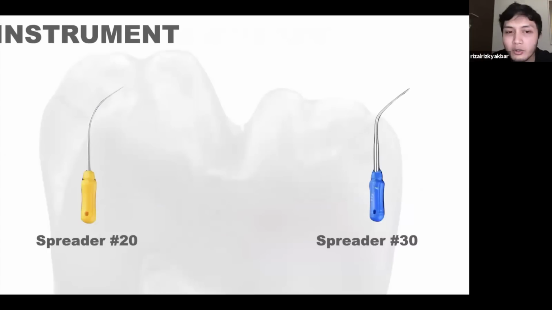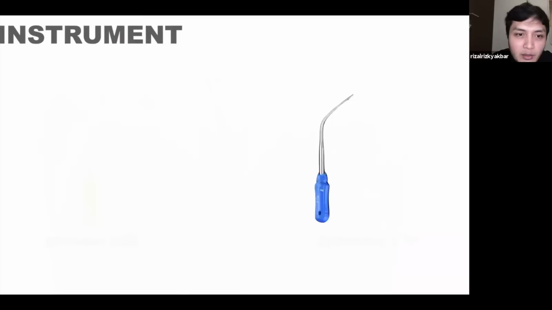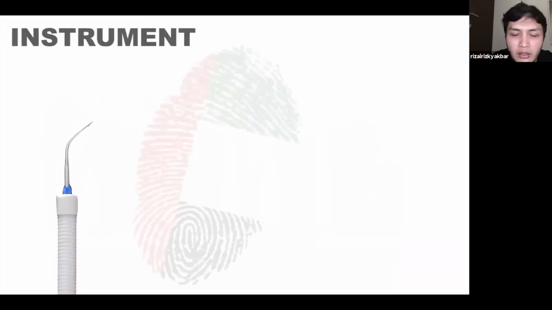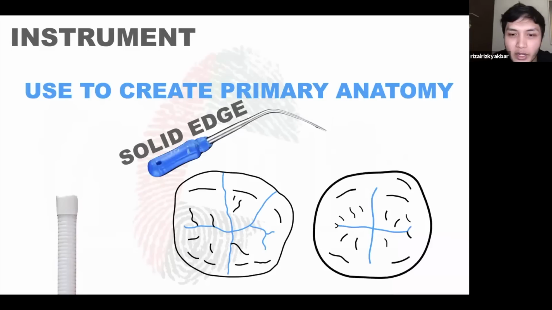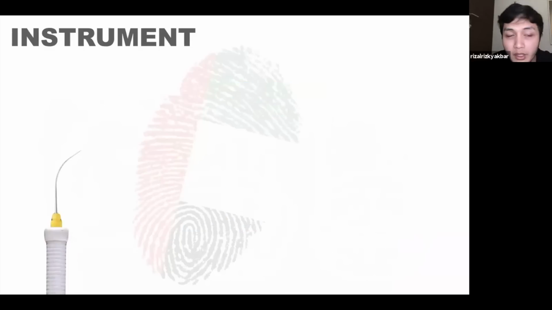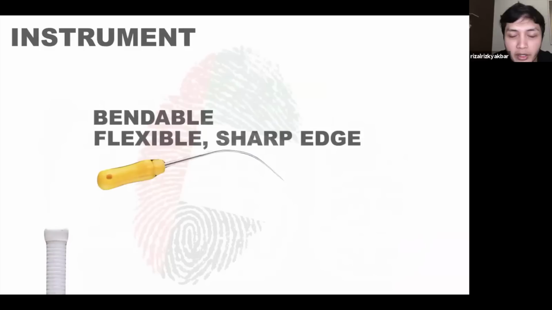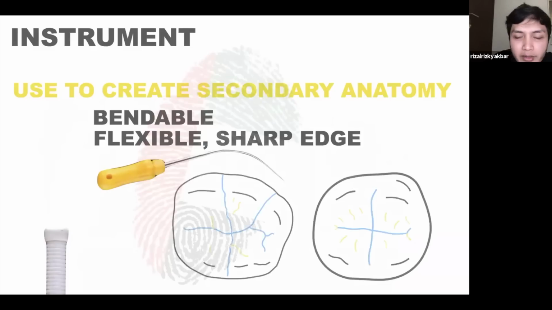So I can use it to make primary anatomy. This is the blue one. You can see the blue one comes with a solid edge, and I use it to create primary anatomy. I make the separation of each tooth using this blue tip. And the yellow one that I like the most, it's bendable, flexible, and it has a sharp edge, and you can use that for creating secondary anatomy.